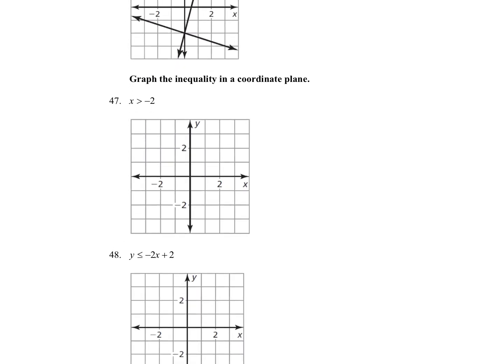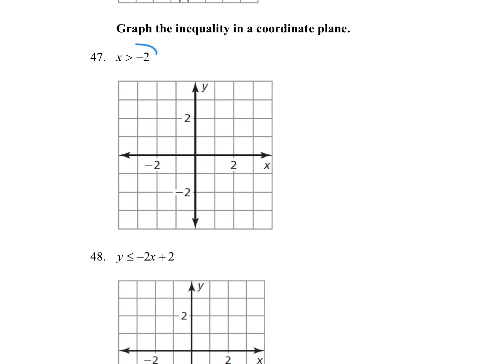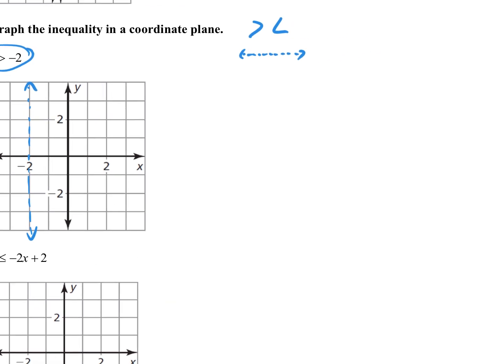So 47, we're graphing the inequality. Here we have x is greater than negative 2. So we're going to go to negative 2 on the x, and we put a line here. Since it's greater than, it's a dotted line. So for inequalities, if it's just greater than or less than, this gets a dotted line. If it is greater than or equal to or less than or equal to, it gets a solid line.